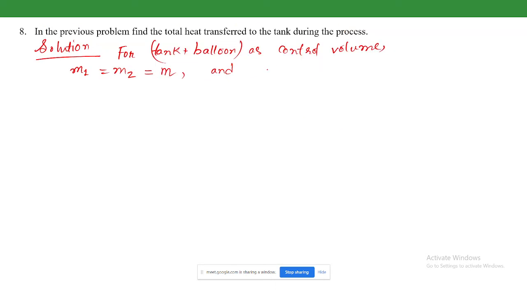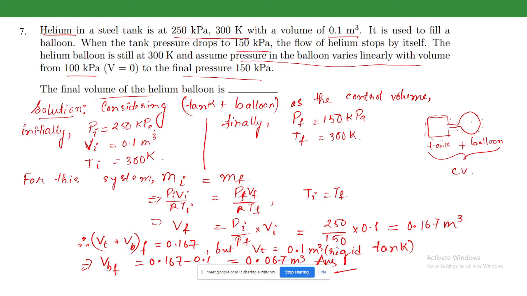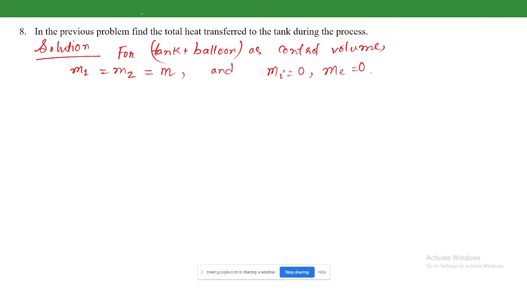So mi is equal to 0 and me is also equal to 0. We also neglect the changes in the kinetic and potential energy. But before that, because of the inflation of the balloon, there will be work done by this helium gas. So for total heat transfer, we have to find out what is the work done during this process.